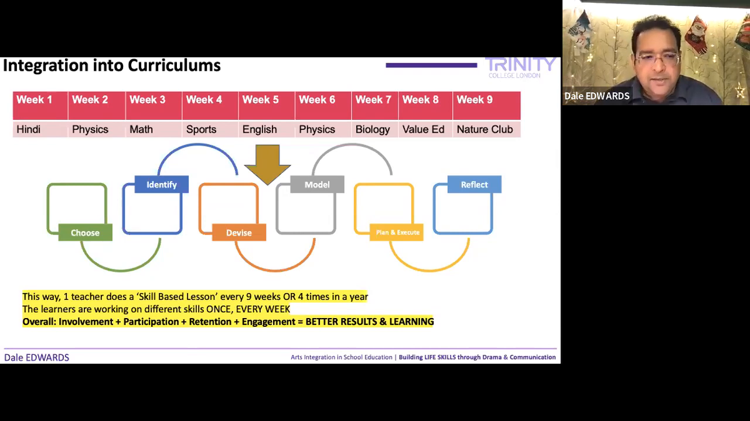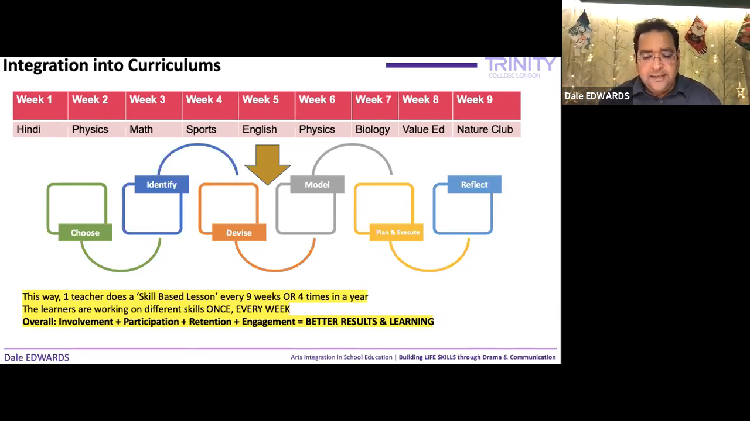So what happened in this way is that one teacher had to devise a plan with her subject and the art form every 9 weeks. A normal school year has 36 weeks, so you're talking about 4 times in the year, or once every quarter. And this became a lot of fun because the kids looked forward to it. The school also had better ability at studying, retention and ability to engage, but the children also developed real world skills and then did a Trinity exam, which gave them an additional certificate.